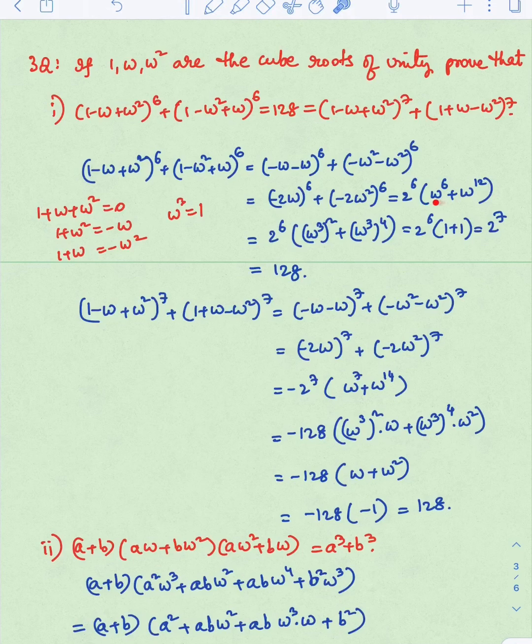How is it applied? See, omega power 6 can be written as omega cube whole square. 3 to the 6. Omega cube is how much? 1. 1 square is 1. This omega power 12 also can be written as omega cube whole power 4. 3 4s are 12. This is 1 power 4, which is 1. 1 plus 1, how much? 2. There is 2 power 6 already taken. This is 1 more 2. Total 7. So 2 power 7 is 128.